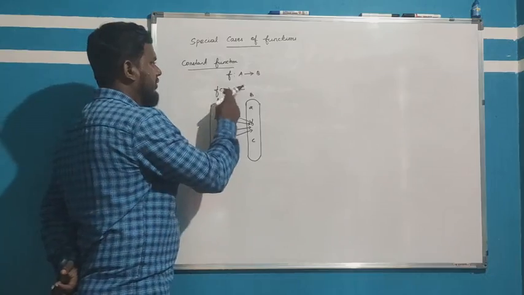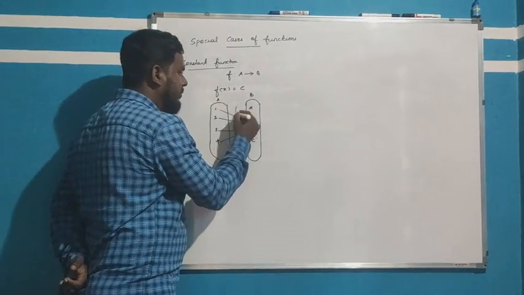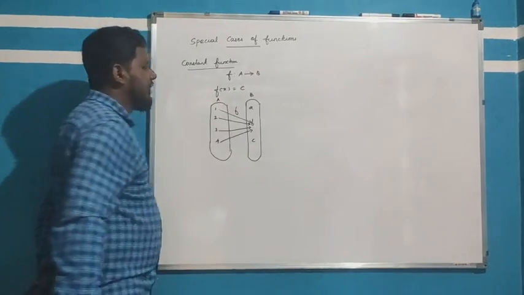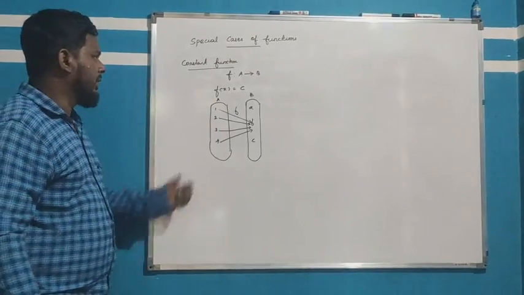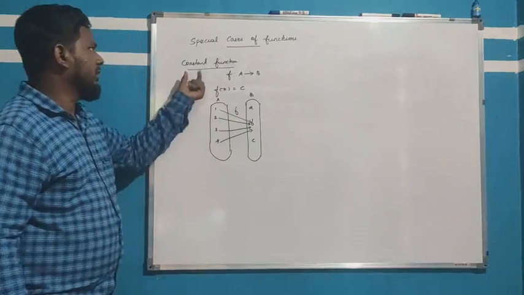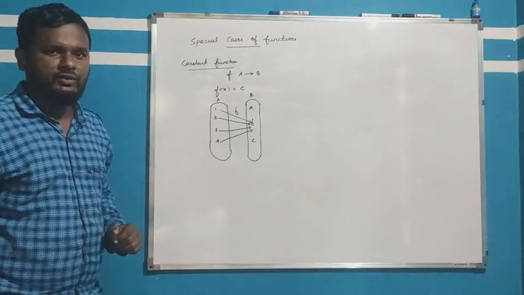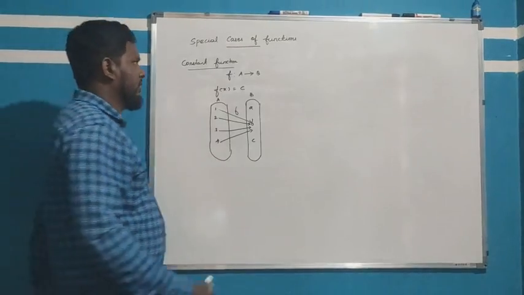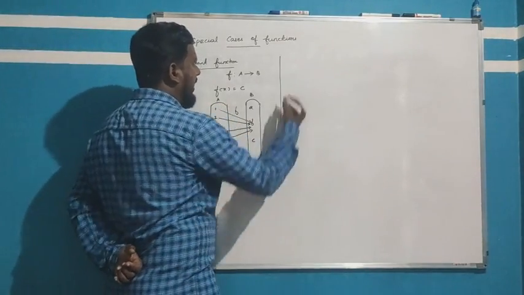Constant function f of x equal to c. So f from A to B, all preimages have the same image. That type means we can say constant function. So next we can find the identity function.